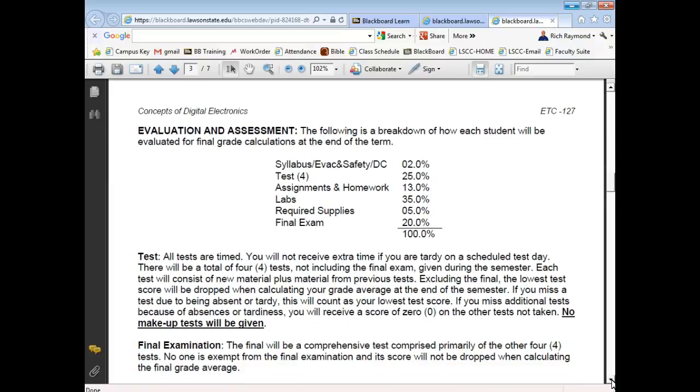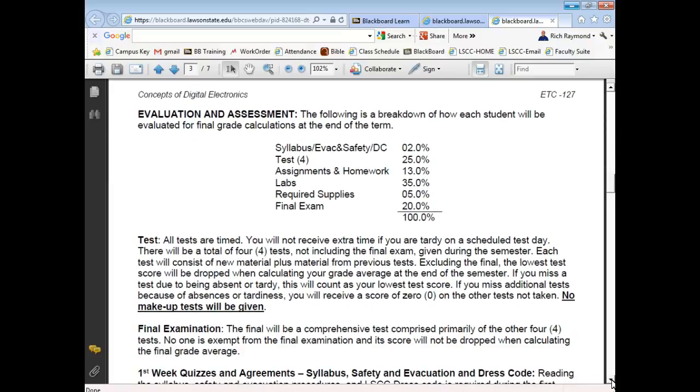Tests, we give 4 tests during the term. We don't give makeup tests. This is just the way I do tests. So what we'll do is we'll have a test. Normally we have our test at the end of class. What we try to do is on test days, we try to be in lab the first part of the class, and then we take the test at the end. And in that way, if you get through with the test early, you can leave.